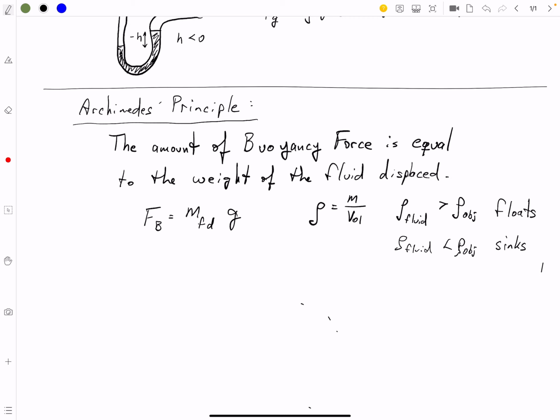Now, does anybody know what SG is? I didn't write it out there. Oh, I did write it out there. SG is specific gravity.